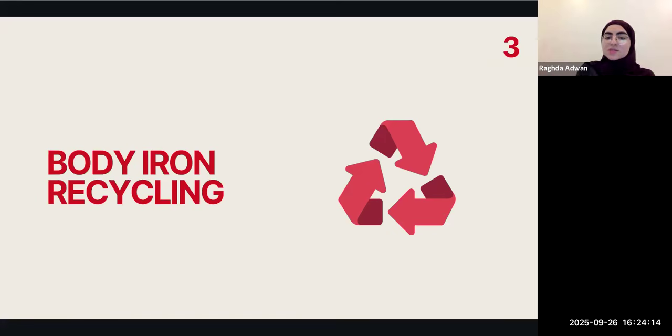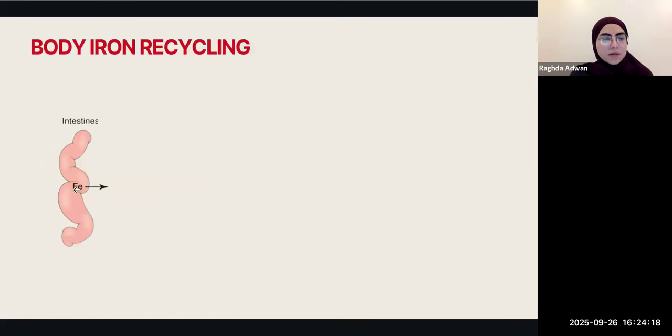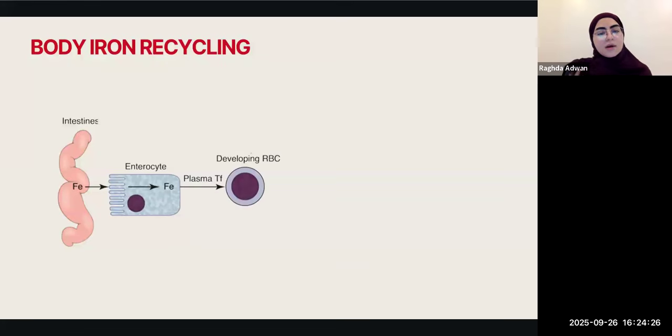We said we can't get rid of it, so we recycle it. How do we recycle it? Now, iron, we consume it in our food. It's in our intestines. We absorb it through the enterocyte or the intestinal cell. And then it gets carried by transferrin. TF is transferrin. It gets carried by transferrin in the blood, where it goes to the bone marrow in a developing red blood cell. It gives the developing red blood cell the iron. Now the red blood cell has matured and developed because now it has iron. It circulates in the body.